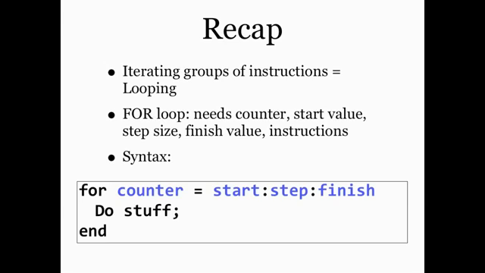And the syntax for a for loop looks like this. We set up for counter equals, and then there's a vector on the right side of the equal sign with the start, step value, and finish value. The instructions encased below the for, and then an end.